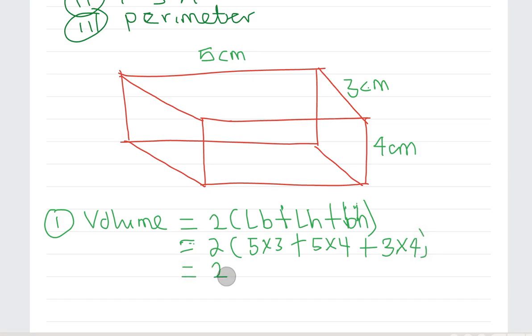That will give us 2 into bracket. 5 times 3 is what? 15. Plus 5 times 4 is what? 20. Plus 3 times 4 is what? 12. Are you seeing that now?